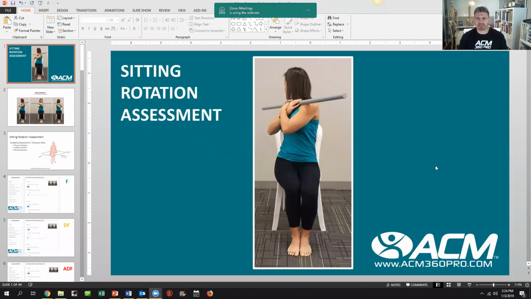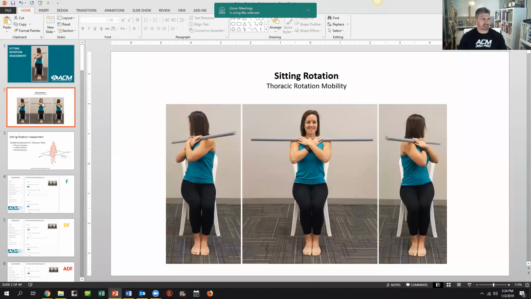Sitting rotation is the 5th assessment in the ACM assessment program, and in the sitting assessment pattern, we're looking at the thoracic rotation mobility contribution. By having someone sit, we're negating or taking out the effect of any pelvic rotation, knee, hip, any lower extremity rotation, and also in some ways the lumbar spine, only because of the lack of rotational contribution it does have, but there are some. So we'll talk about that as we go through.